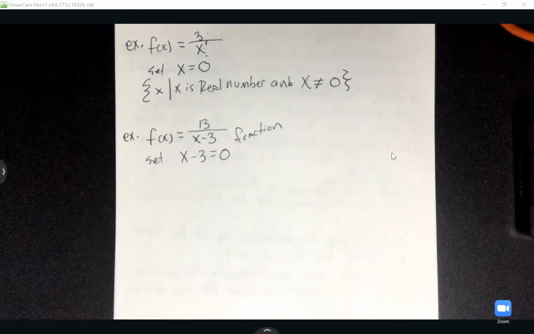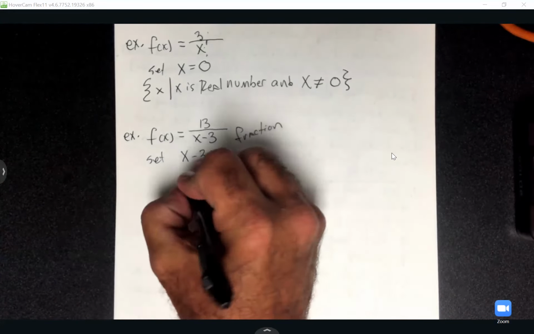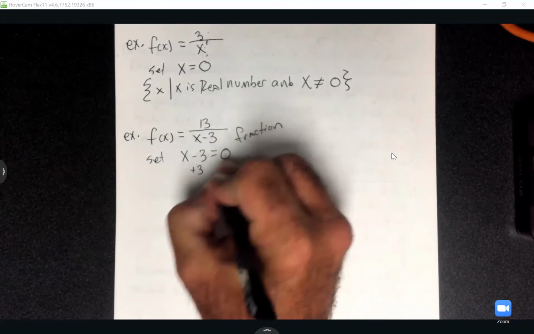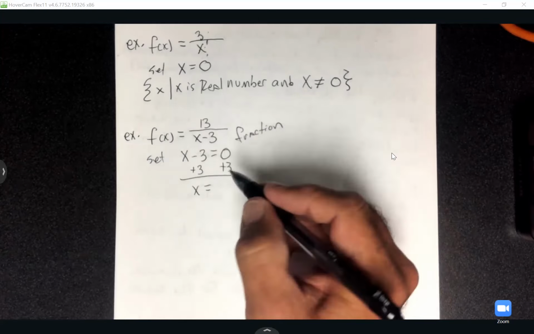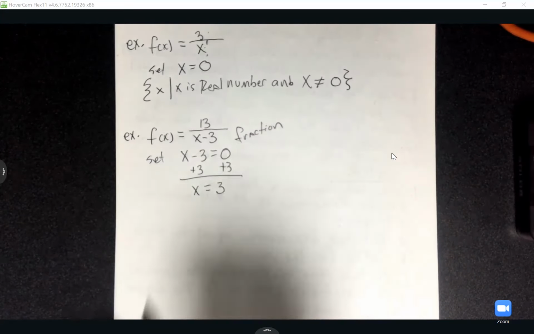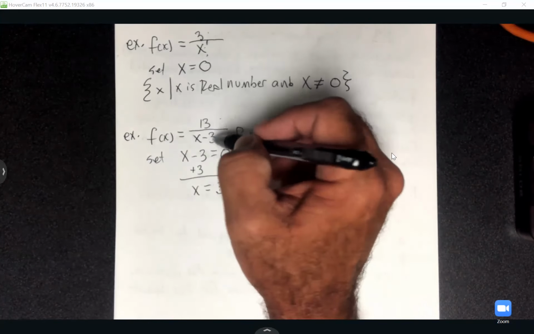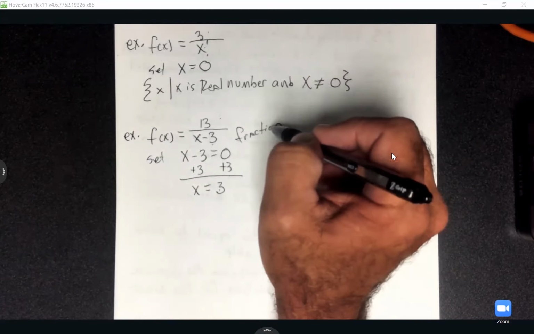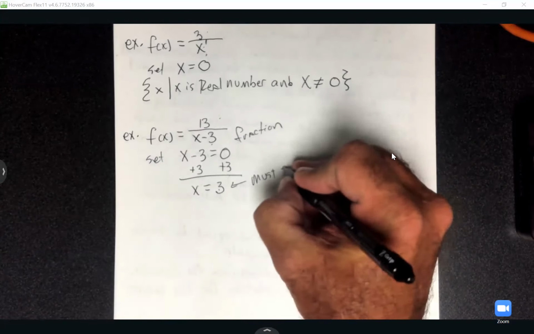So we got one step to solve that. We're going to add 3 to both sides so I can get that x by itself. That's going to make the x by itself on the left side, and 0 plus 3 gives me 3 on the right side. So this is telling me if I put a 3 in here, I'll have 13 divided by 0, which is undefined. So we must exclude the 3.